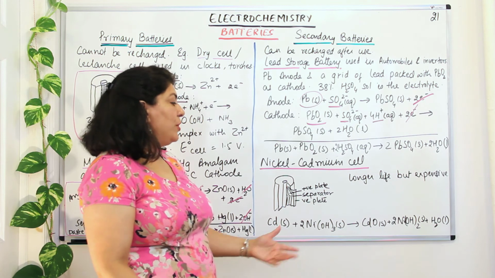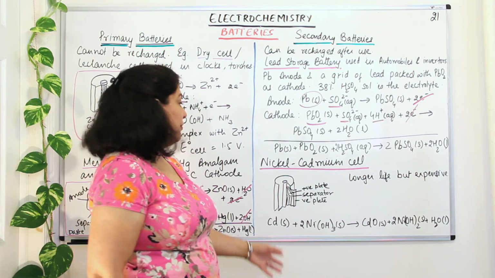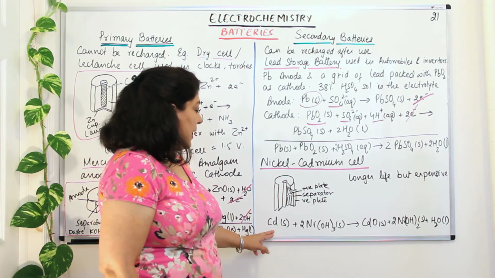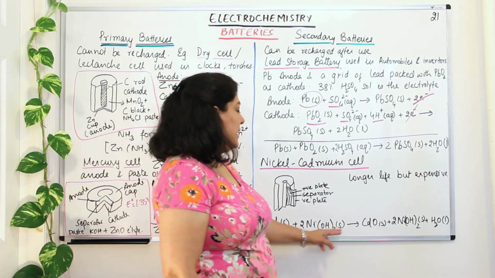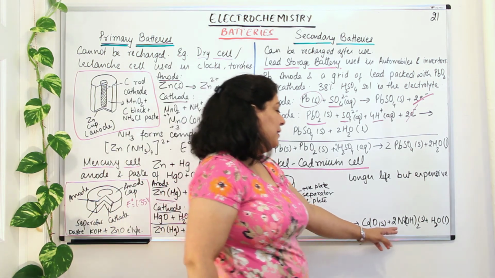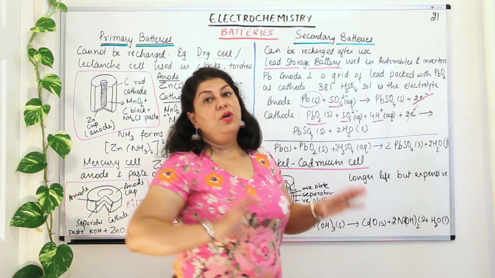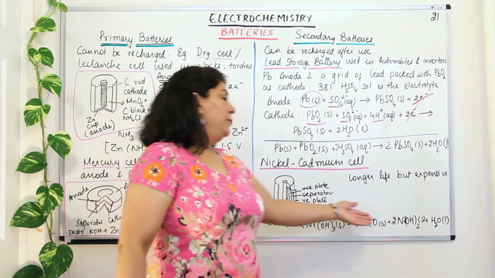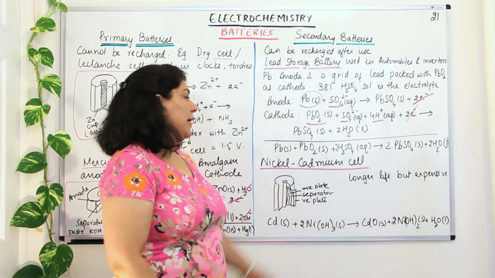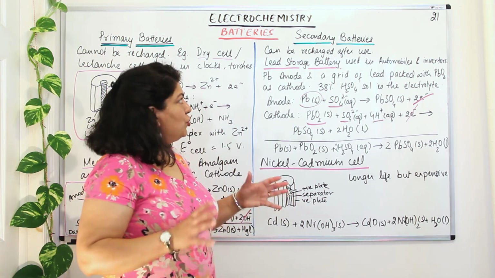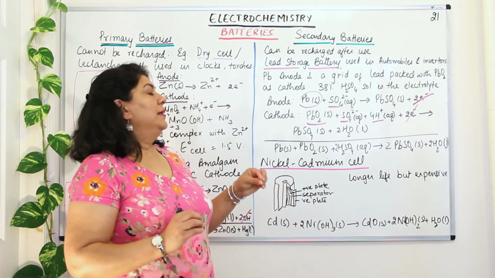And the overall reaction that takes place in the case of a nickel-cadmium cell is that cadmium reacts with nickel hydroxide, gives you cadmium oxide, nickel hydroxide and water. This is the overall reaction for the nickel-cadmium cell. So with this, I'll finish batteries.